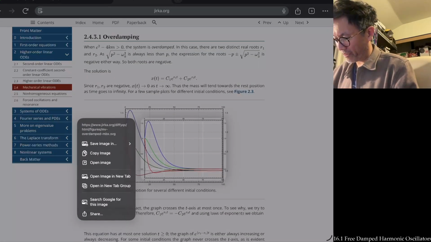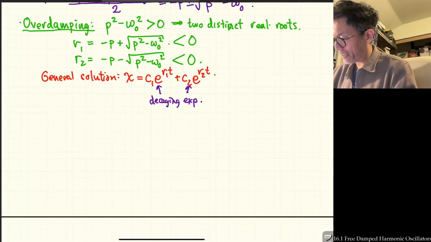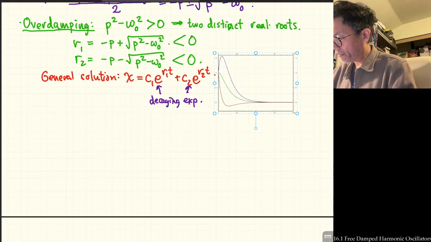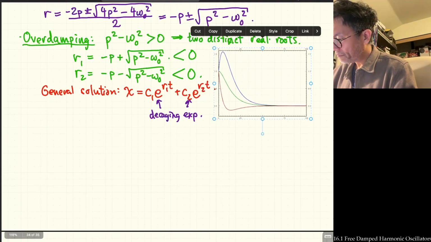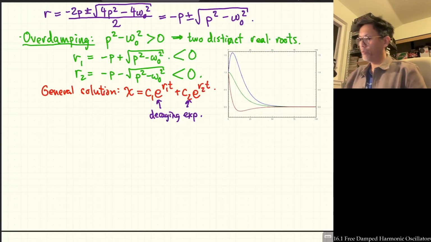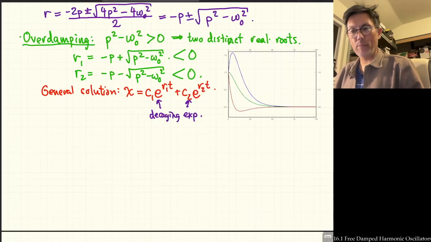Let me copy this image and move it over to our page here, and I'll plant it down. Allow paste, and there it is. How nice. Oh, this is a transparent image. Look at that. Okay, well, anyway. So here is an example of an overdamped harmonic oscillator.